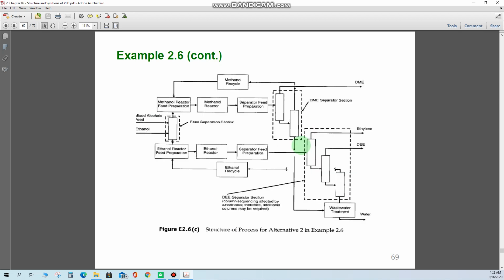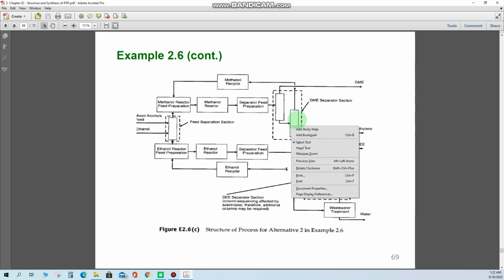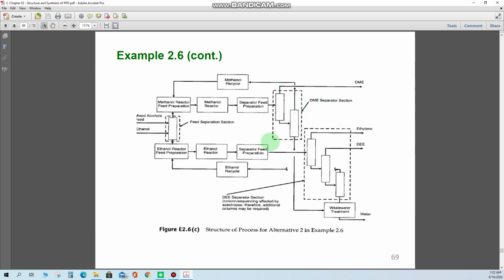Now what could be the second alternative? We have these mixed alcohols and ethanol, so we separate the methanol and we separate the ethanol. Once we have the separation, the methanol will mainly produce the dimethyl ether from reaction number 1, and from the ethanol we can have the ethylene and diethyl ether, where the maximum amount of this ethanol can be recycled back into the process, right? So this could be the second alternative.